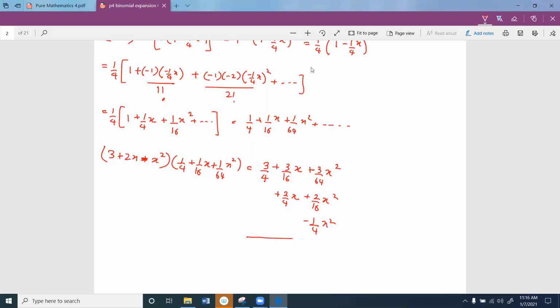If you write it vertically, it's easier for us to simplify. That is why I'm writing in this format. Right, this is turned into 3 over 4 plus, if you add these two together, 3 over 16 plus 2 over 4 is 11 over 16x. If you just simplify, it's minus 5 over 64x to the power 2. That is the answer for that. So that is the way of doing this kind of situation.